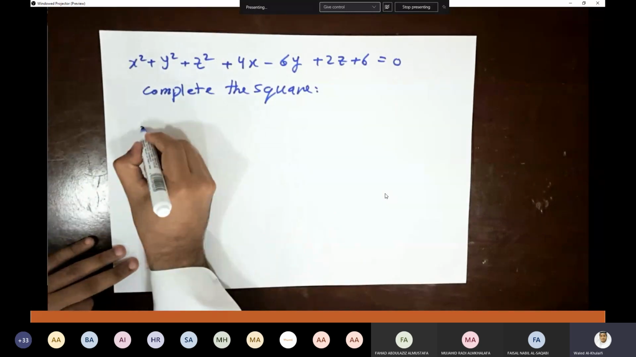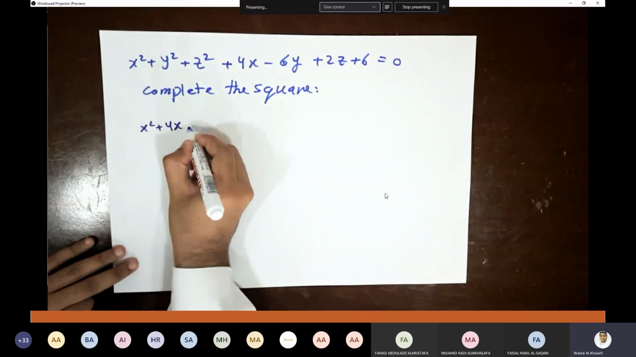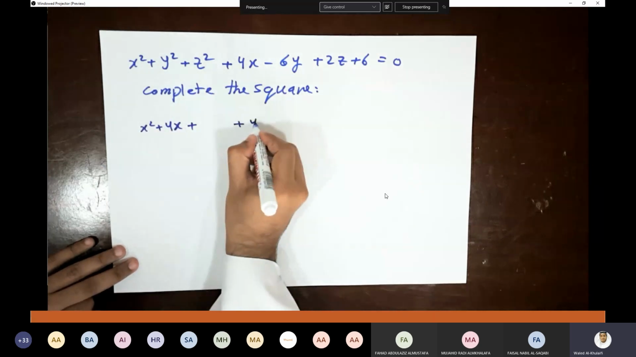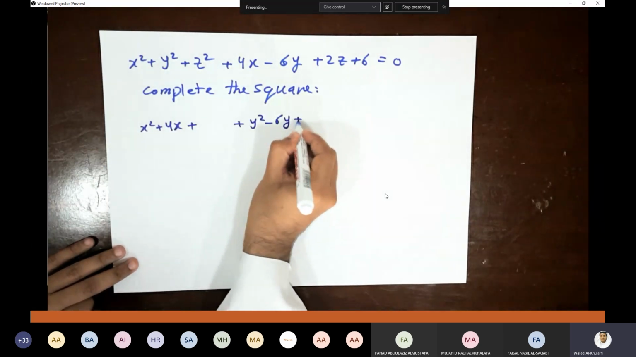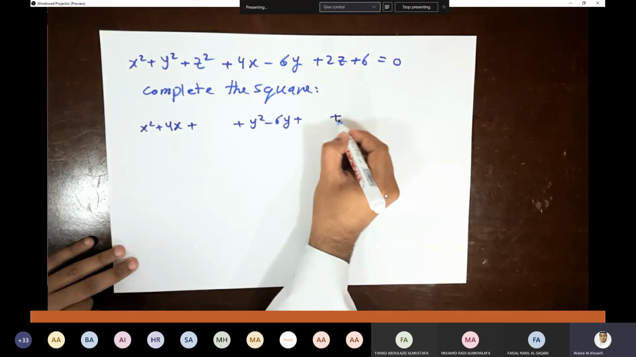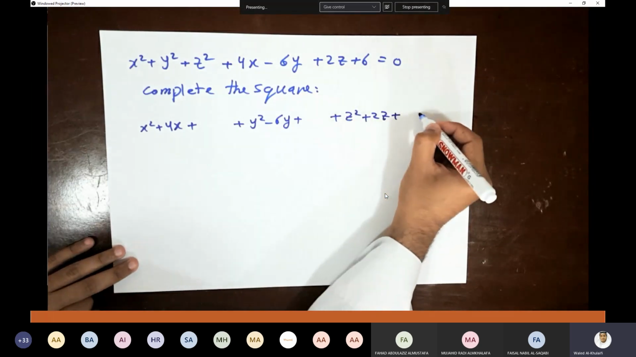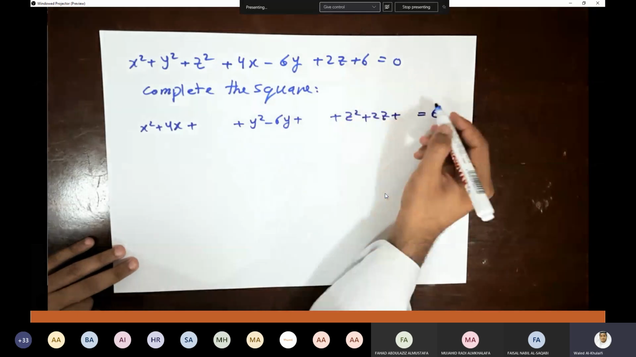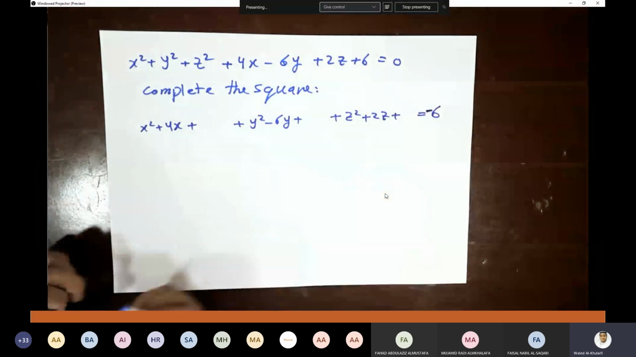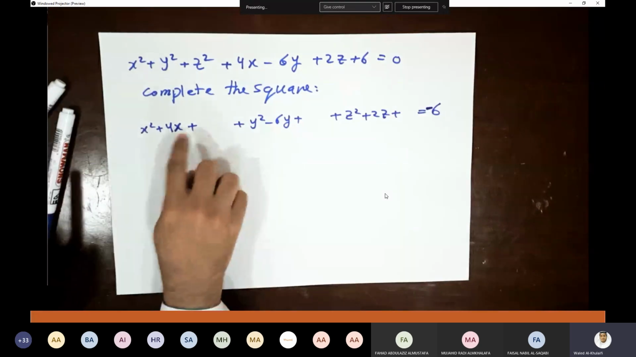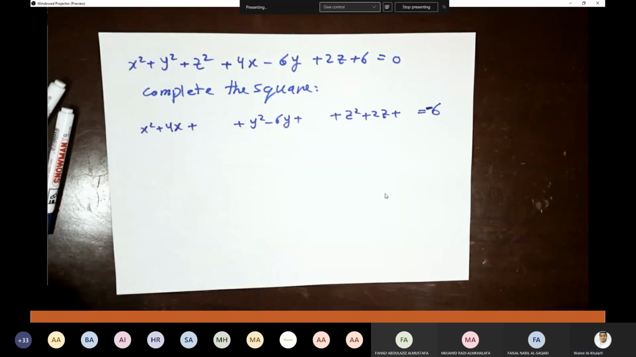So we have x squared plus 4x plus something we add, and we gather the y's together. So we have y squared minus 6y plus something, and then plus z squared plus 2z plus something, equal to something, the 6 will be negative 6 here. Now what should we add here for the x?